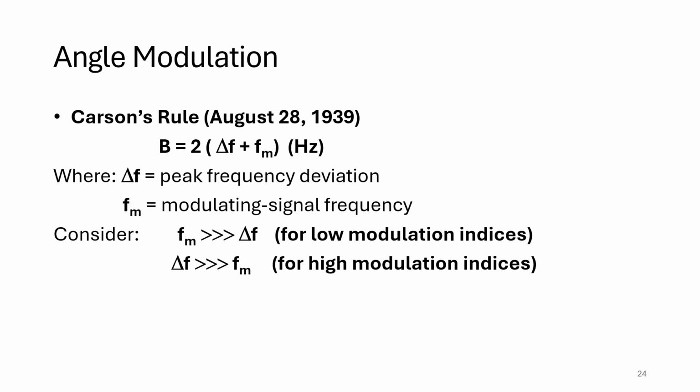According to Carson's rule, Carson established a general rule to estimate the bandwidth for all angle modulated systems regardless of the modulation index. So Carson's rule approximates the minimum bandwidth of an angle modulated wave as twice the sum of the peak frequency deviation and the highest modulating signal frequency.